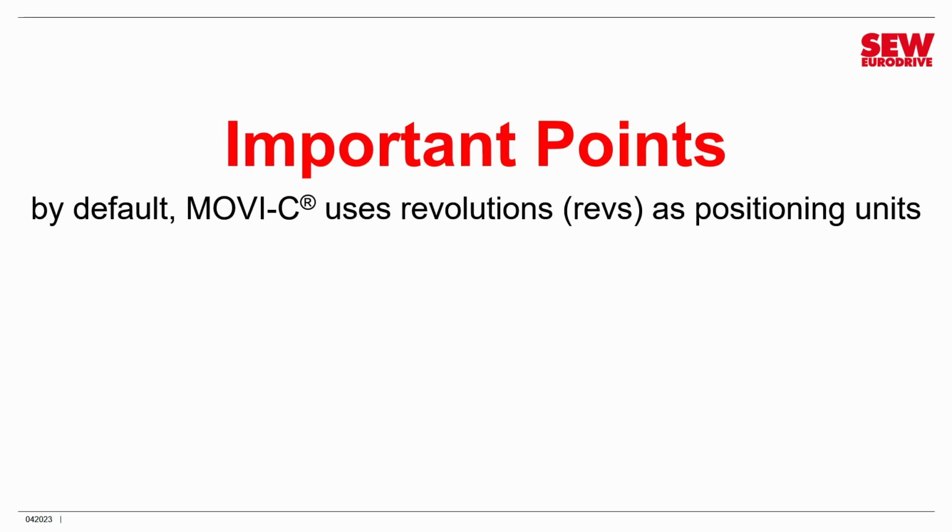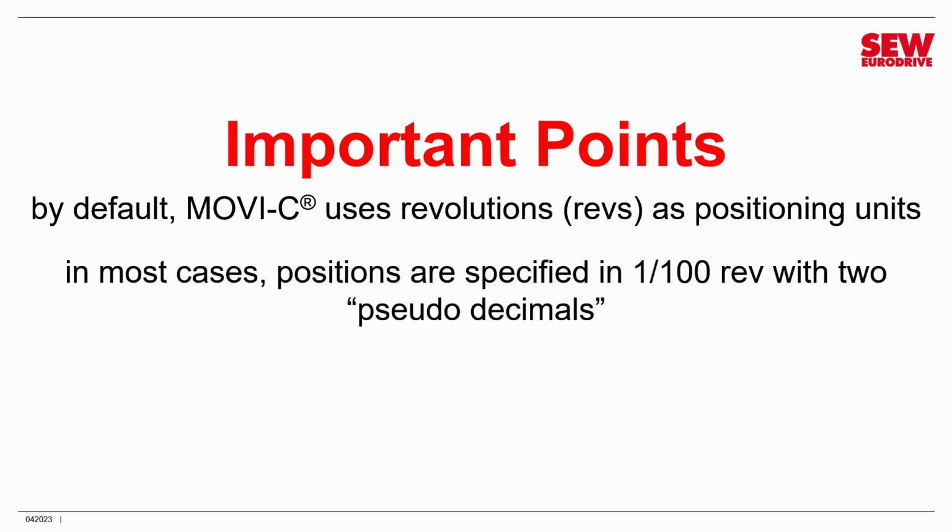First of all, a few important points. By default, MOVI-C products use revolutions, or revs, as positioning units. This is different from some earlier SEW products. But if you think about it, it makes some sense. After all, motors produce rotary motion, so of course that rotary motion ultimately, regardless of how it positions, is really what's driving things. So understanding how many revolutions or fractions of a revolution you've turned does have a certain logic to it. In general, positions are specified in 1/100th of a revolution with 2 pseudo-decimal places.